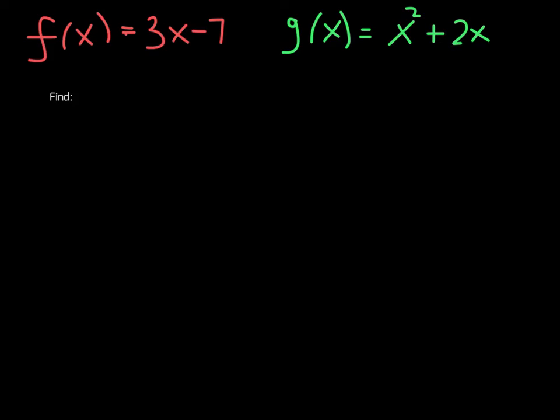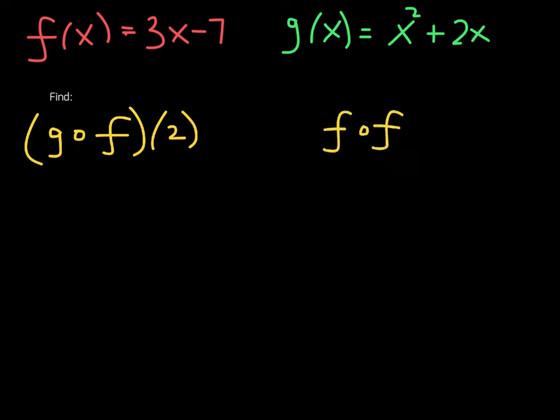So find each of these. g composed with f at 2. Now notice here, we changed the order of the composition. Instead of f composed with g, it's g composed with f. And then the next one, when you're done with that one, maybe you can try this one. f composed with itself, f composed with f at 4. So these are two more examples to wrap this up. So why don't you pause the video and try both of these right now.